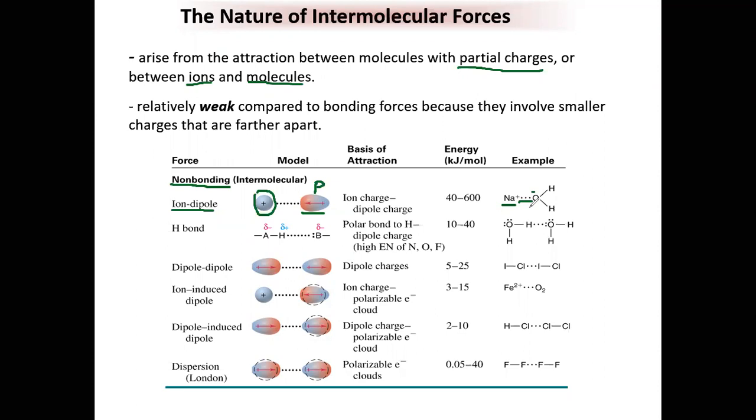So it has to be polar because polar compounds have permanent dipole-dipoles. So the positive end of your dipole would interact with the anion, the negative end would interact with the cation.